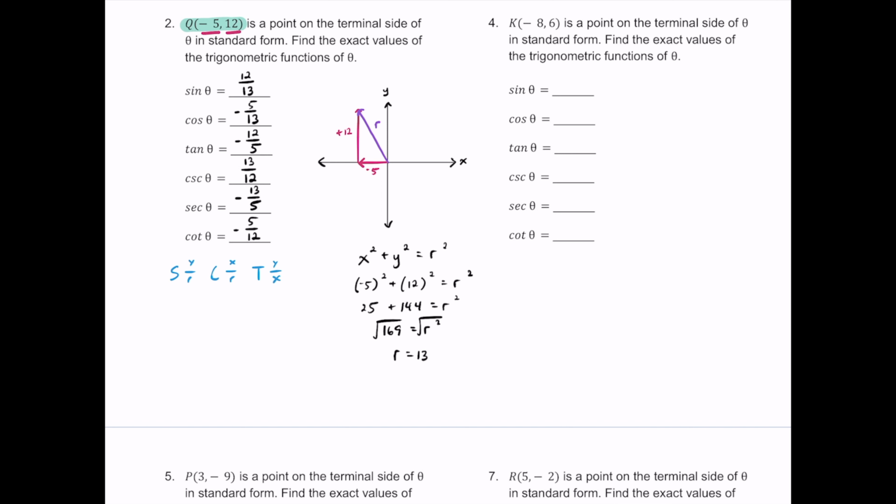Now to check the signs, just to double check, we have A, S, T, C. Remember, only sine is positive in this quadrant, so sine, we do have a positive, and its reciprocal of cosecant is positive, and then all the rest of them should be negative here, because in quadrant 2, only sine is positive. Let's try a third one here.